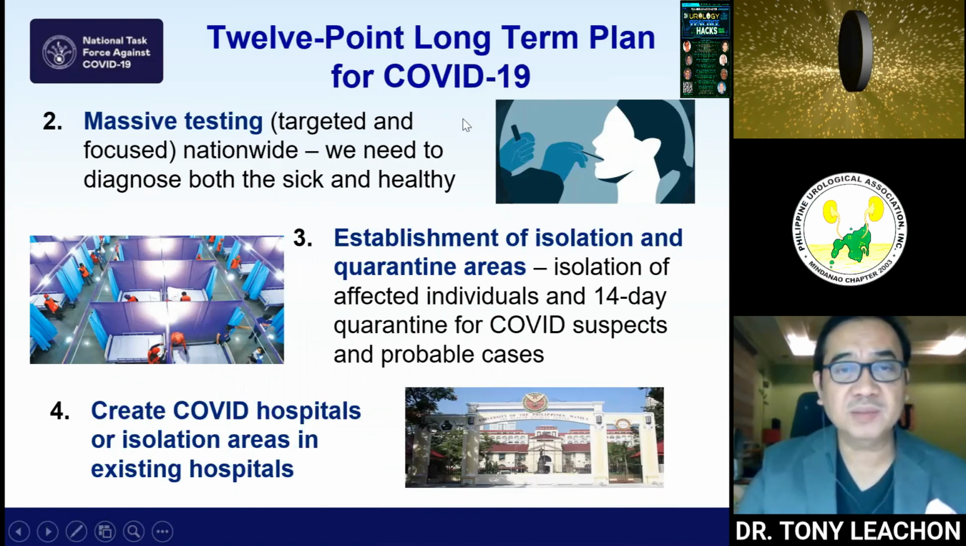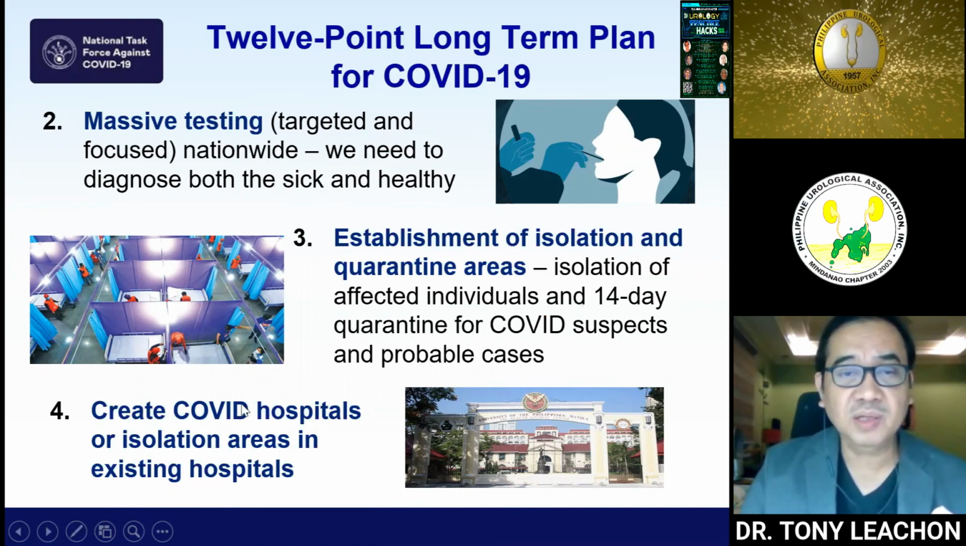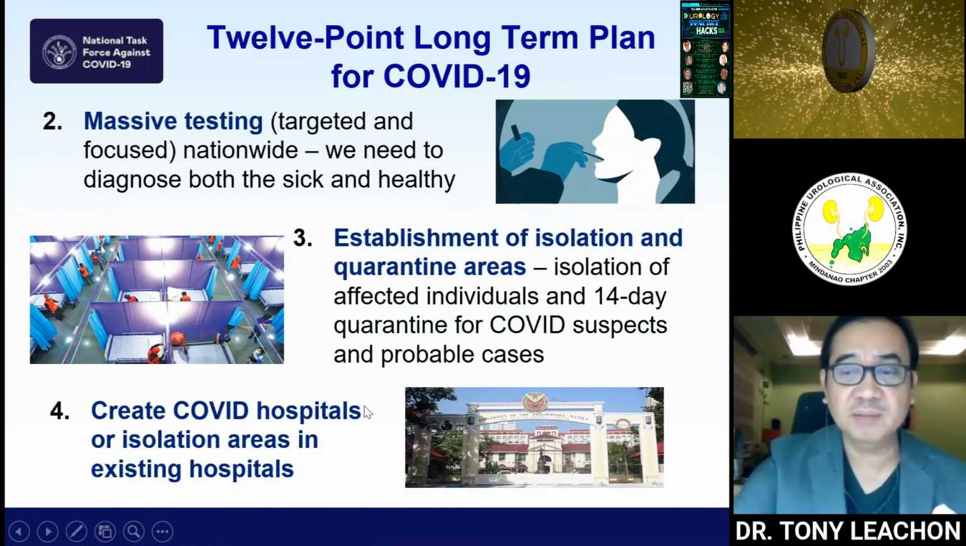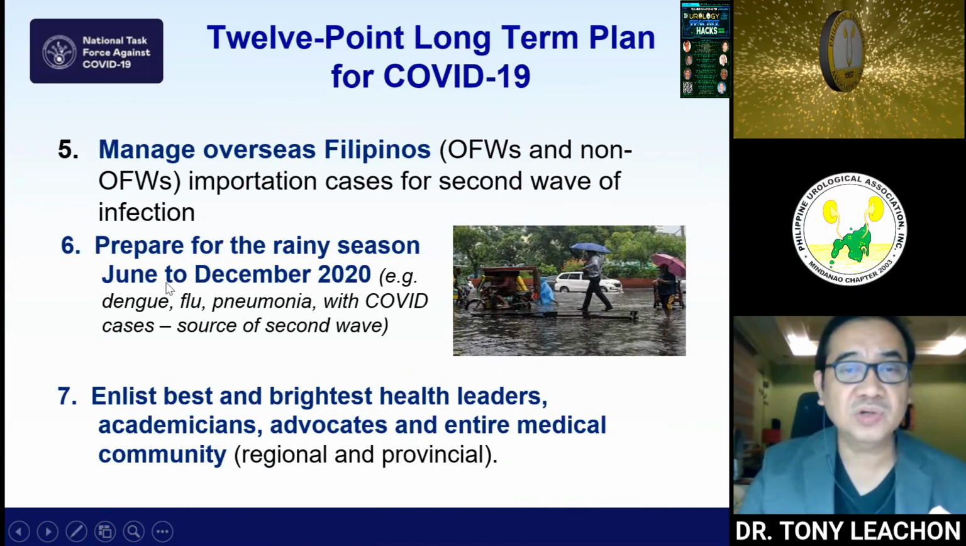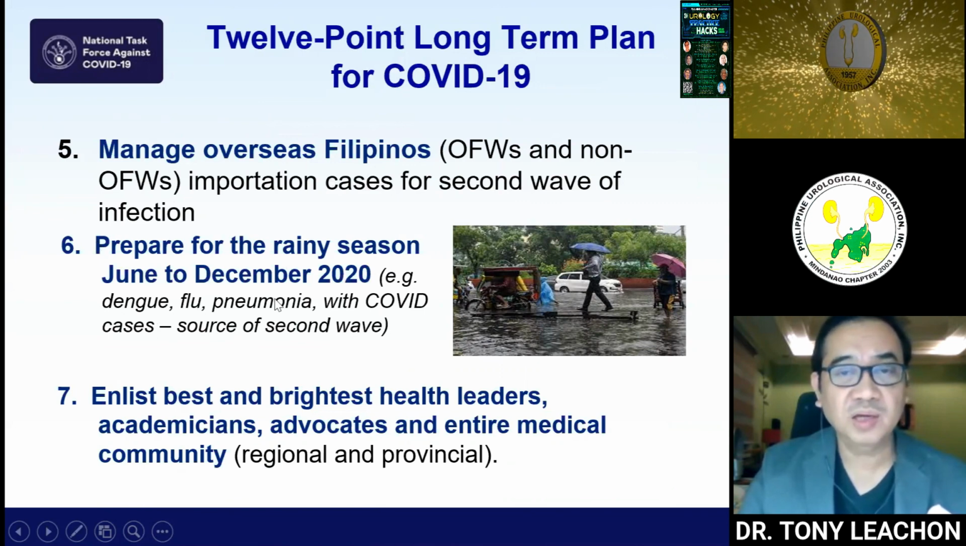We need to do a lot of massive testing, targeted and focused, to diagnose both the sick and the healthy. We need to establish isolation and quarantine facilities in the local government unit. And then we need to create COVID hospitals in each locality so that we'll be able to admit patients who are also non-COVID. We need to manage the overseas contract workers to prevent the second wave of infection and prepare for the rainy season from June to December, because we know that we are being battered by typhoons 22 times a year. And this will also be the time when we will have a lot of dengue, flu, and of course, pneumonia.